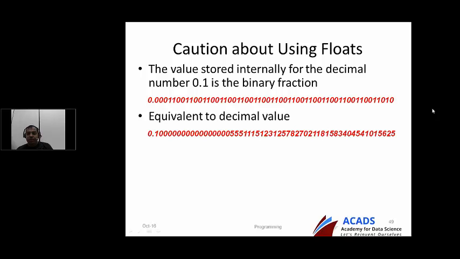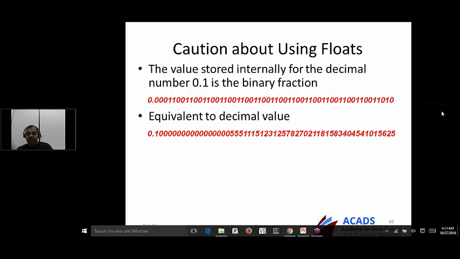So this is the reason why we have two different kinds of answers when we write 0.3 directly or when we write 0.3 as 0.1 into 3. This approximation can be thought of as similar to representing 1 by 3, which we will write as 0.3333, and after some time we will give up. You cannot represent 1 by 3 accurately in decimal notation.